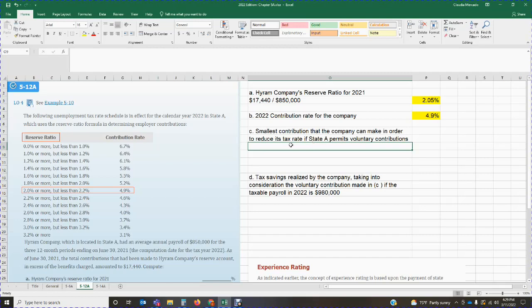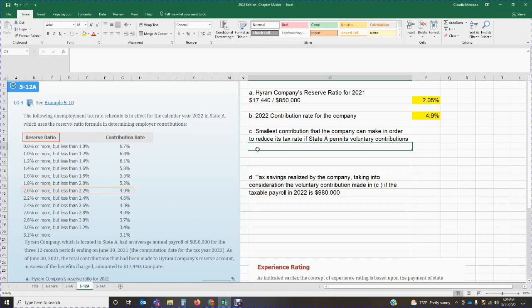Okay, so in order for us to be able to move down to the following tier, which is the 4.6% tier, what is the smallest contribution that the company can make in order to reduce its tax rate if state A permits voluntary contributions? So if we want to move down to that 4.9 tier, we would have to have a reserve of 2.0 or more, but less than 2.2%. So we would need to maintain a balance.